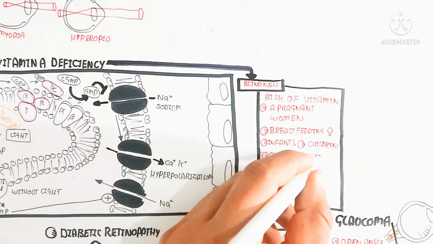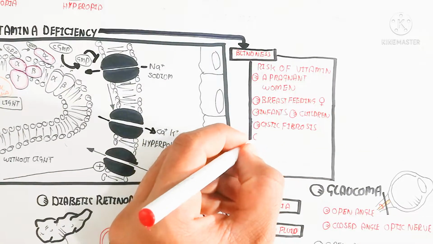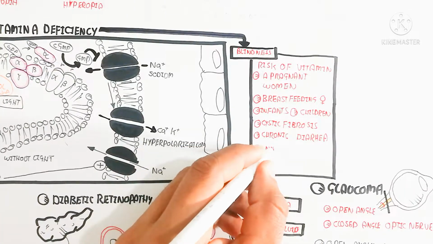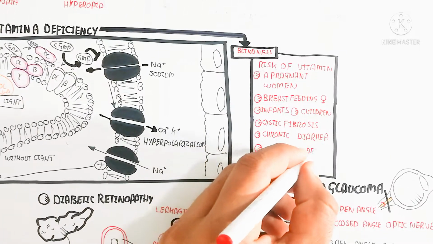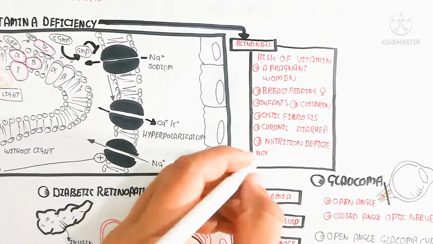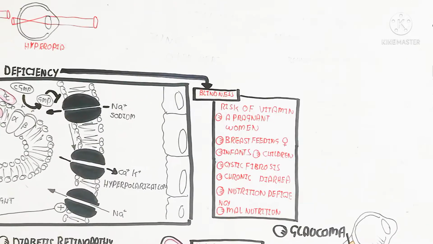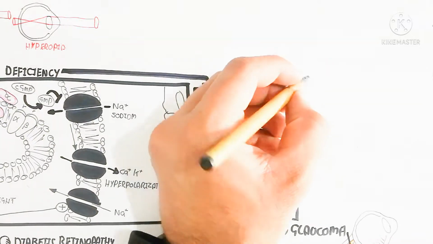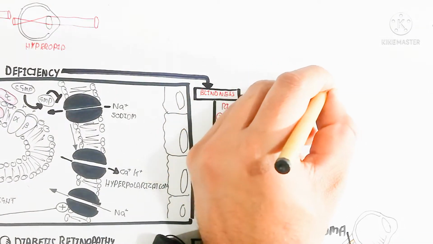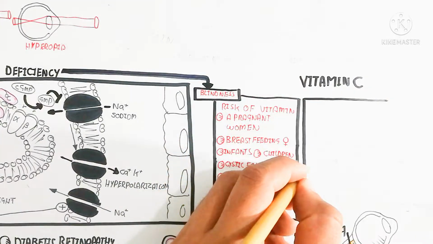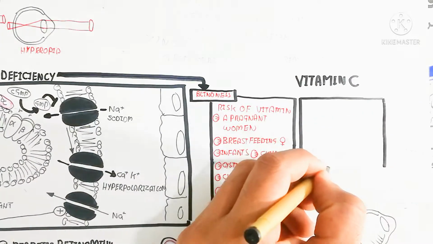So those at risk of vitamin A deficiency are pregnant women, breastfeeding females, infants, children, and people with cystic fibrosis, chronic diarrhea, and malnutrition. So that is all due to that. Remember that vitamin A supplements can be used for this.